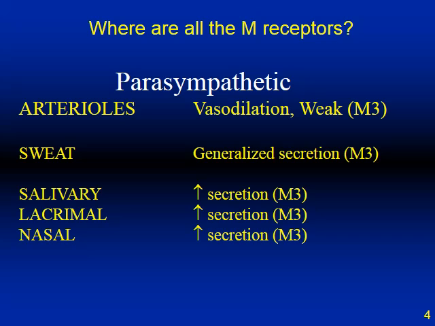Okay, so again here we see normally stimulating the M3 receptors on endothelial cells causes a weak vasodilation of blood vessels. We see that stimulating M3 receptors helps the release of sweat, thermoregulatory function, saliva, tears, nasal secretions. And so antimuscarinics have a drying effect on all of these things.